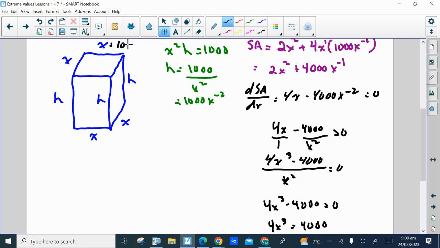So x, remember, are the dimensions of the square top and bottom. So that's 10 by 10. And then h is 1,000 over x squared, or 1,000 over 10 squared, which is 1,000 over 100, which is also 10. So it turns out that the minimum surface area occurs when the box is actually a cube, where the length, width, and height are all the same.